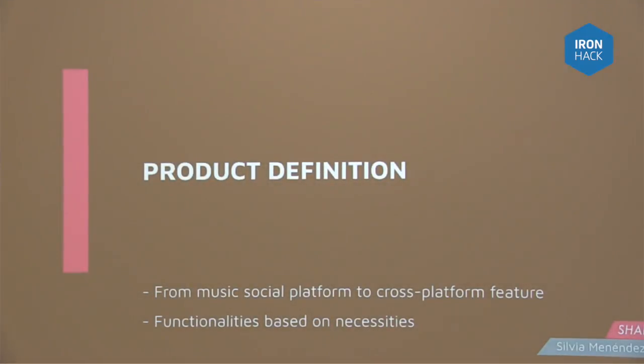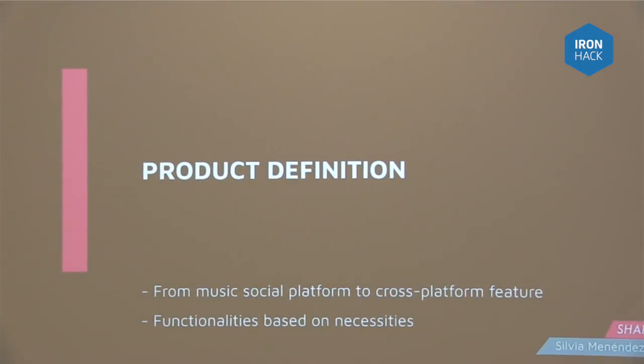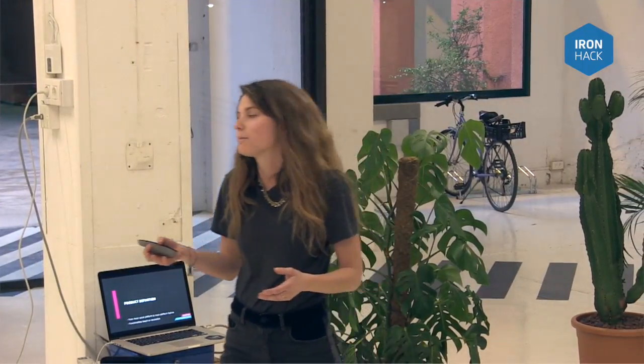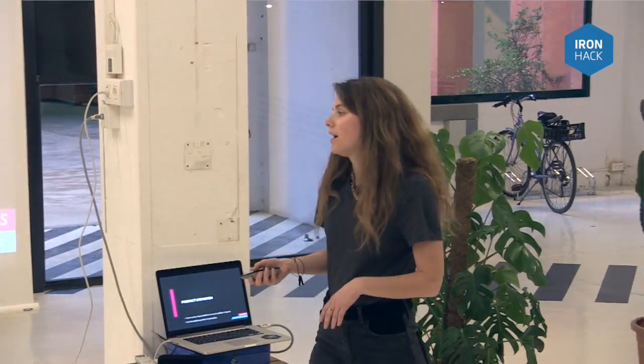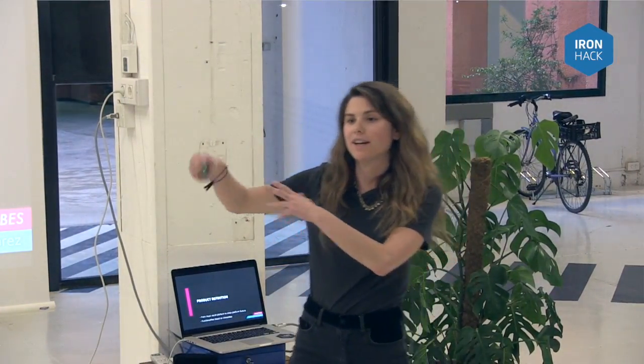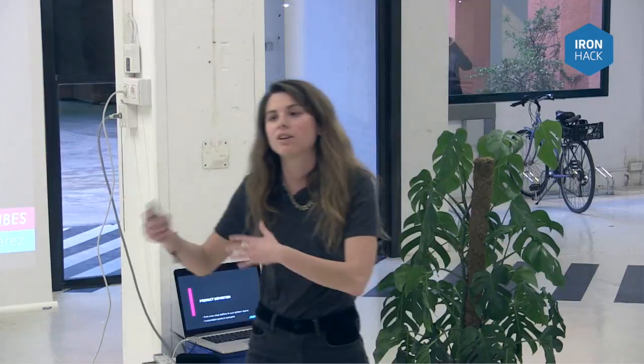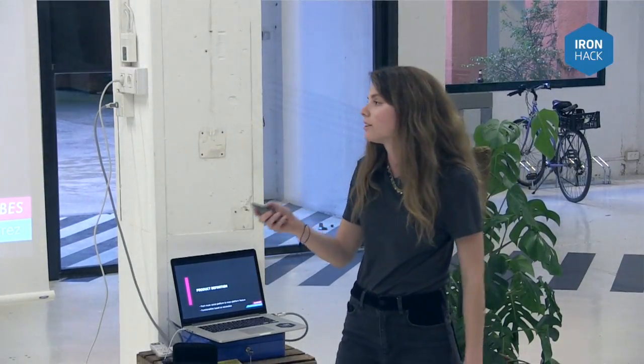Okay, the product definition. This was the biggest challenge because I had so many possible solutions. So I went from an idea at the beginning that was a social music platform, and then it evolved to a cross-platform feature functionality. I want to say here that I came back many times to all this information, to all these affinity diagrams and mind maps, because when I was making decisions on the interface or many other things, I had to ask: does this make sense? Am I losing my user? Why am I doing this? This was the question through the product definition.